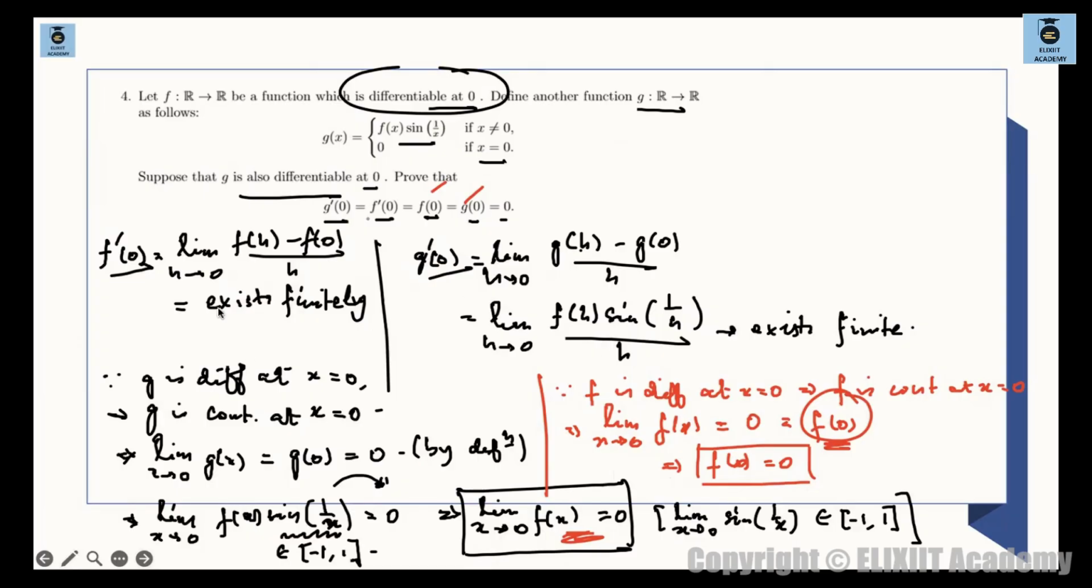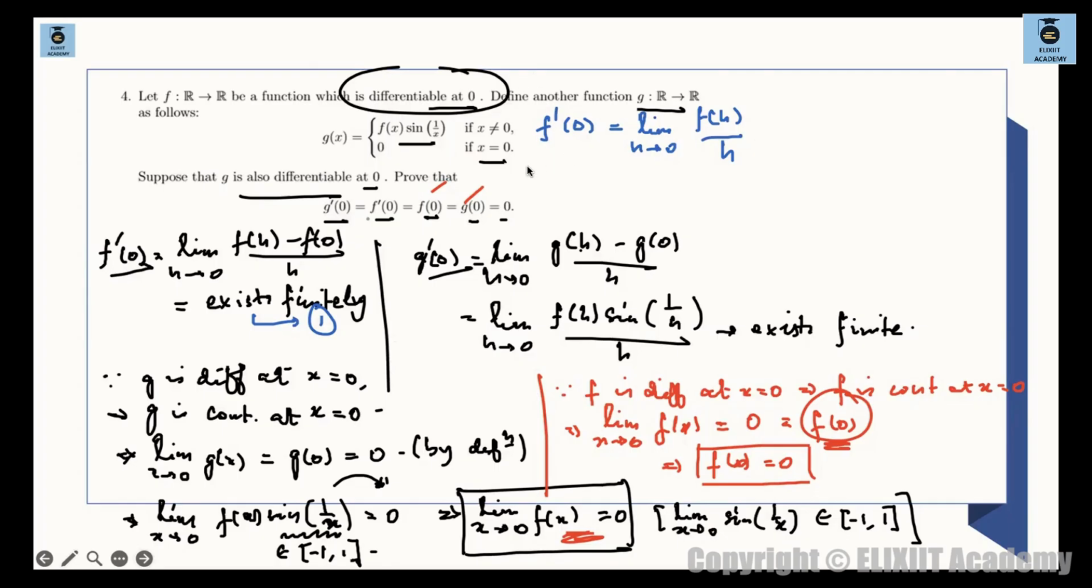So let us focus on this f dash of 0. Let's consider this to be equation number 1. This is basically your f dash of 0 is limit h tends to 0, f of h minus f of 0 divided by h. Since we know f of 0 is 0, f dash of 0 will be limit h tends to 0, f of h minus 0 divided by h. So this is what we are having: limit h tends to 0, f of h divided by h.